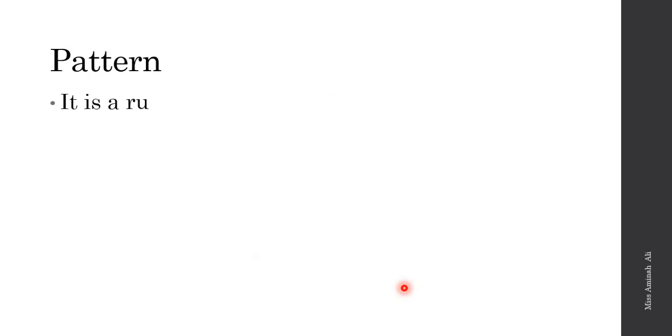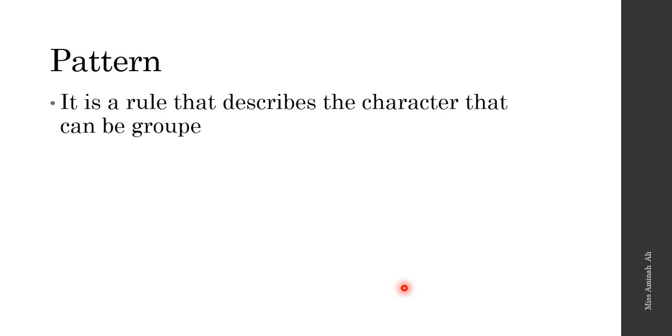देन वी हैव पैटर्न. दिस इज वेरी इंटरेस्टिंग थिंग. इट इज़ अ रूल दैट डिस्क्राइब्स द कैरेक्टर्स दैट कैन बी ग्रुप्ड इनटू टोकन्स. अब आपको किस तरह पता चलेगा कि आपका टोकन कौन सा है? हाउ डू यू गेट टू नो दैट what certain thing is a token? Like, how do you know what is a keyword in certain language? How do you know what is an identifier in a certain language?